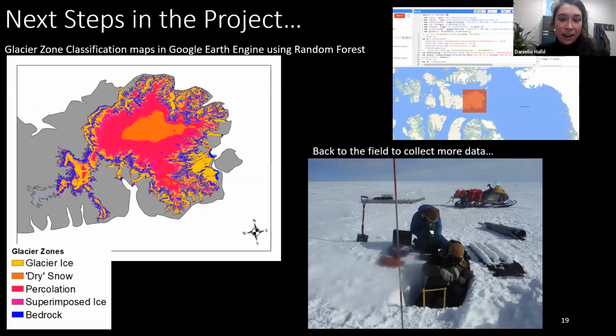To give you guys direction of where I'm headed next with this, I hope to have more of a spatial analysis of the entire Canadian Arctic and to understand if there was a replenishment of the firn layer throughout the Canadian Arctic using radar data. And I'll do this using glacier zone classification maps in Google Earth Engine. But in the near future, I'll be collecting more field data also to be used in image interpretation and to understand if this replenishment of the firn layer has continued into this following year.